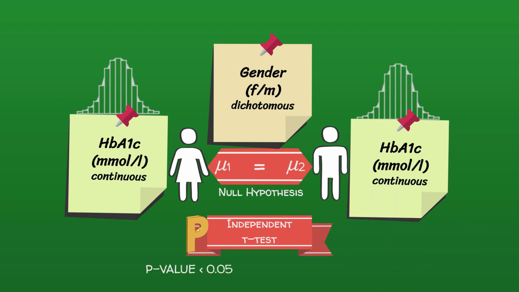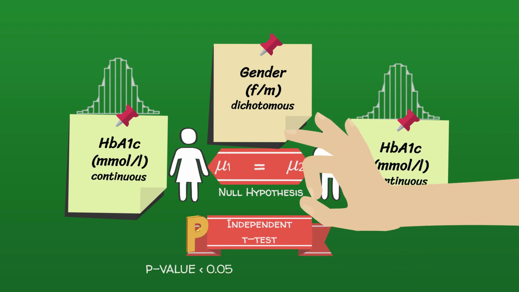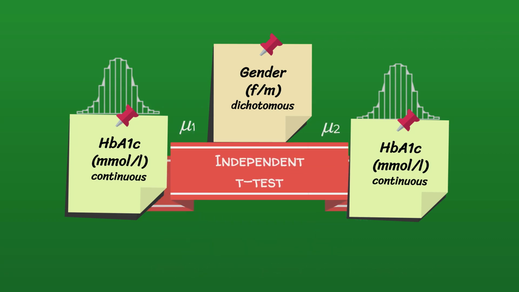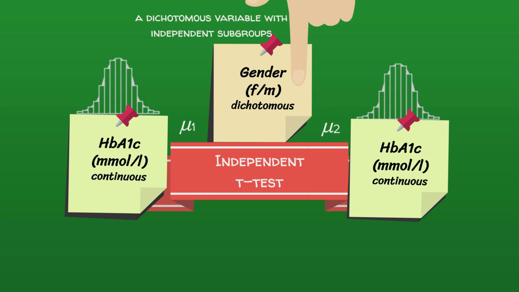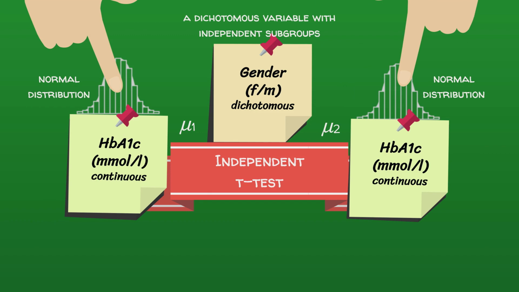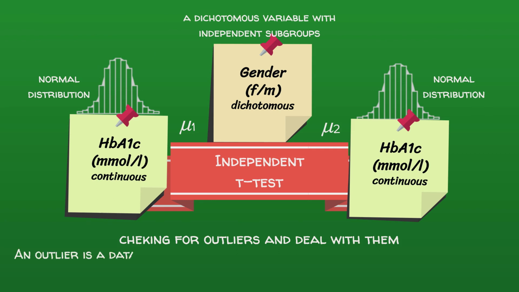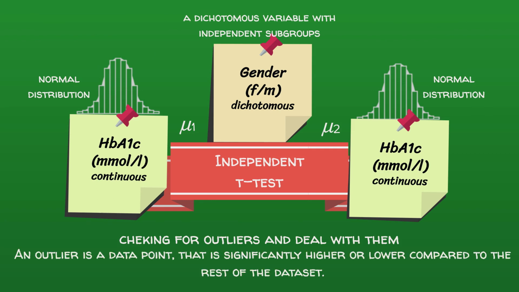And if the calculated p-value is less than 0.05, we reject the null hypothesis and claim a significant difference between two subgroups. As you can observe, in order to conduct an independent t-test, we need to meet specific assumptions, including having a dichotomous variable with two independent groups, and a normal distribution within each subgroup. And one last assumption is checking for outliers and dealing with them. An outlier is a data point that is significantly higher or lower compared to the rest of the dataset.